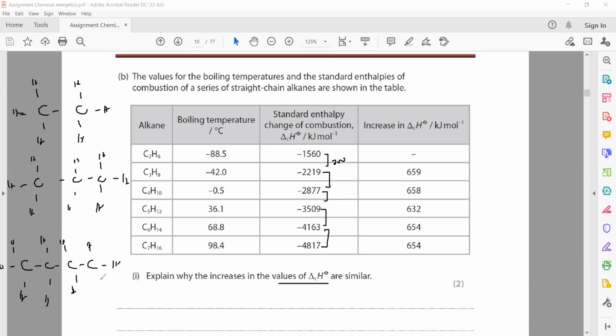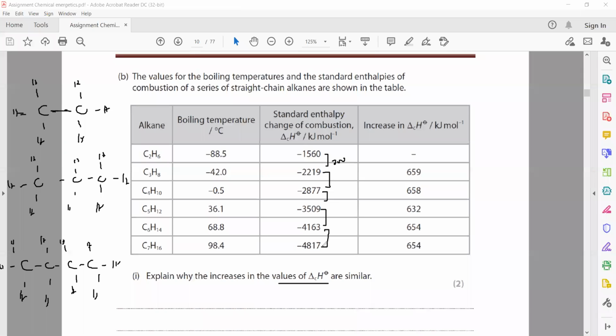So what is the bond difference? When you check the bond difference here, we have 1 carbon-carbon bond and 6 carbon-hydrogen bonds. Here we have 2 carbon-carbon bonds and 1, 2, 3, 4, 5, 6, 7 and 8 carbon-hydrogen bonds. So the same bond difference is there. Each member differs by CH2.